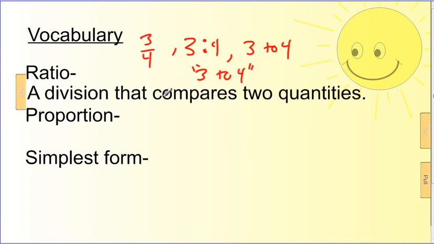But it's just comparing two different quantities. Okay, this could be teachers and this could be students. It could be apples and oranges. It could be bananas and chairs. It really doesn't matter. It's just comparing two quantities.